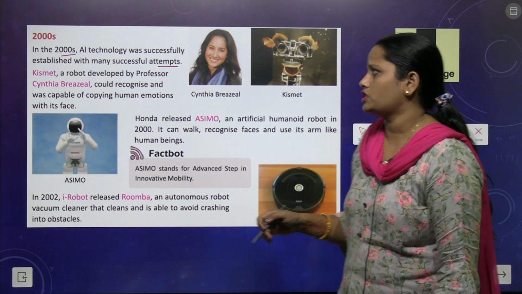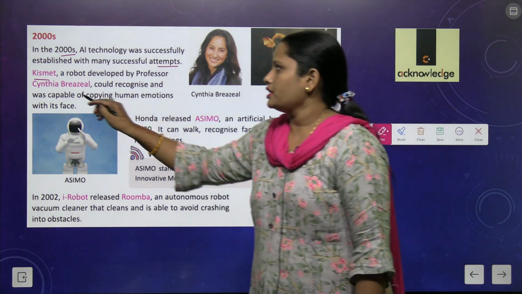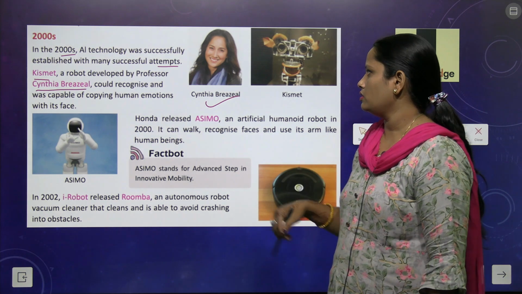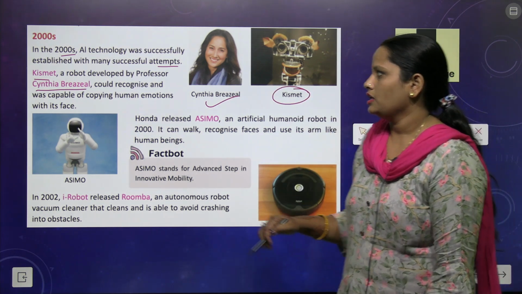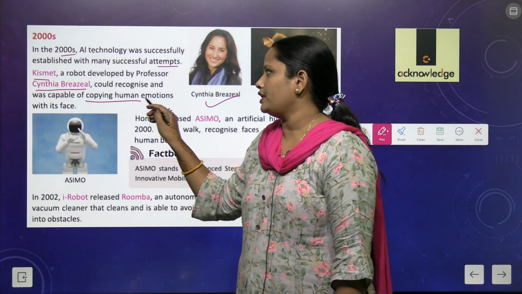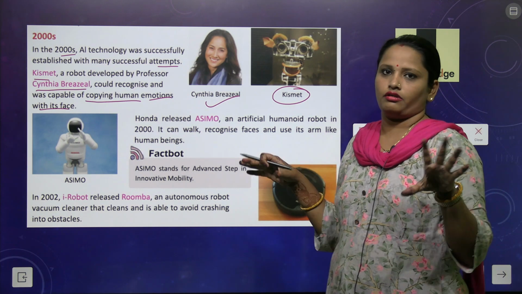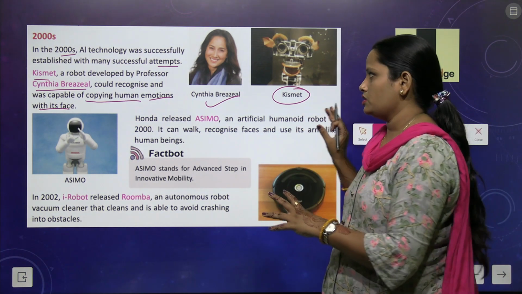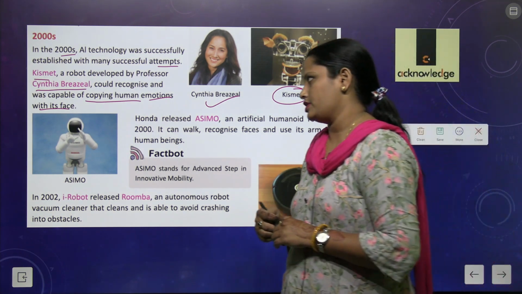So scientists do not sit idle, they keep on inventing something or the other, and by a successful attempt of the AI technology, Kismet, a robot was developed by Professor Cynthia Breazeal. So this is a picture of her, and she created this robot Kismet, which was able to copy human emotions with its face. So if we are crying, it copied our emotions. If we are laughing, it copied our emotions. So it copied the emotions of we humans.